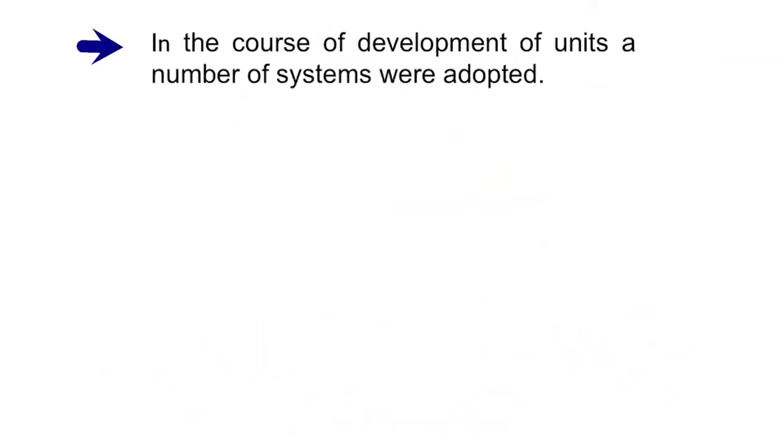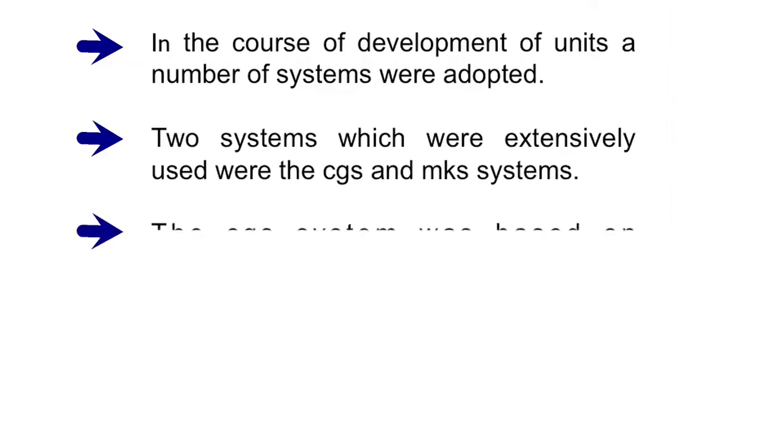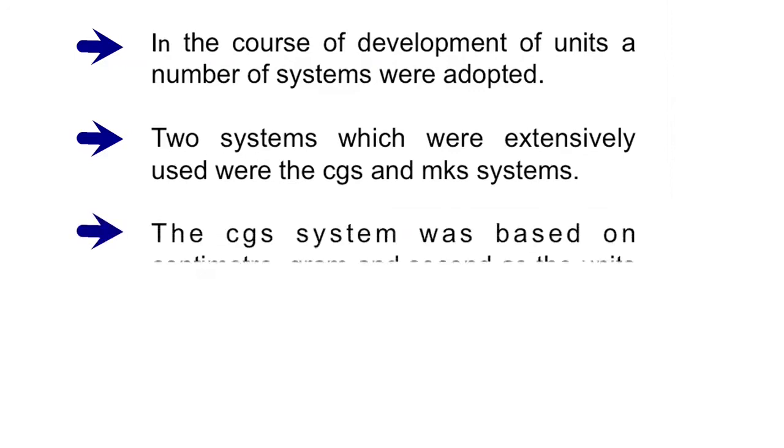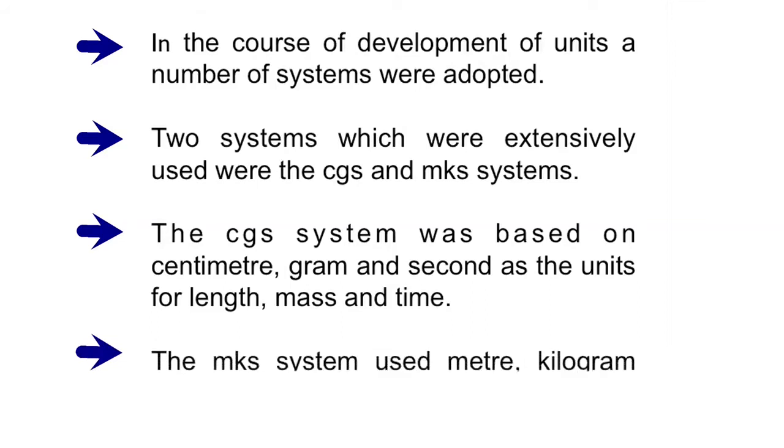In the course of development of units, a number of systems were adopted. 2 systems which are extensively used were the CGS and MKS systems. The CGS system was based on centimeter, gram and second as the units for length, mass and time. The MKS system used meter, kilogram and second for the same.